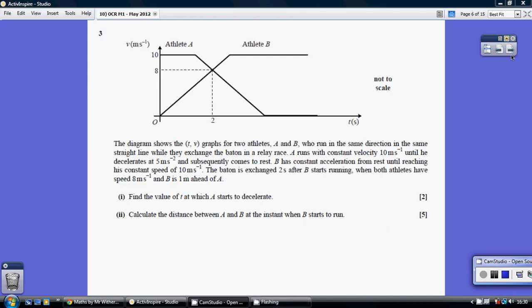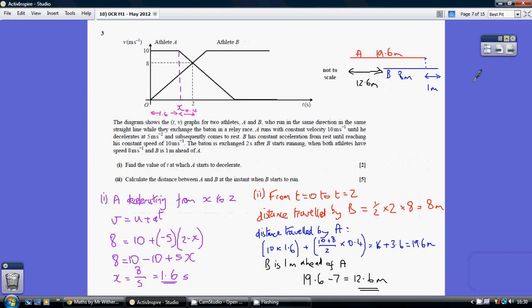Question 3. So for part A, find the value of t at which A starts to decelerate. So this value of t, this is where it starts to decelerate. So really we're trying to work out the value of t here, which I'm calling x.